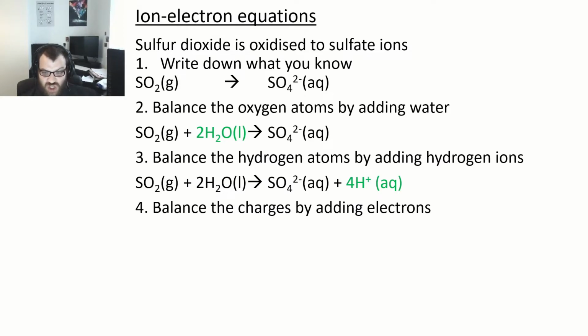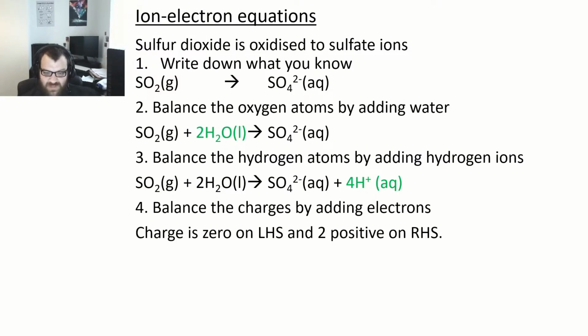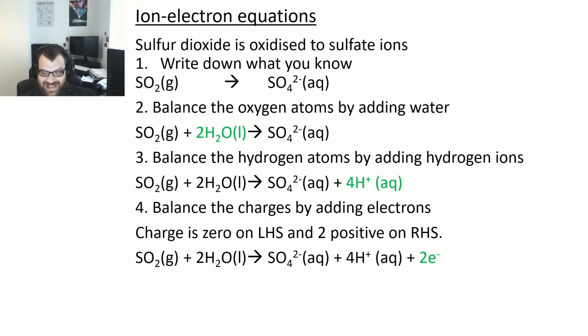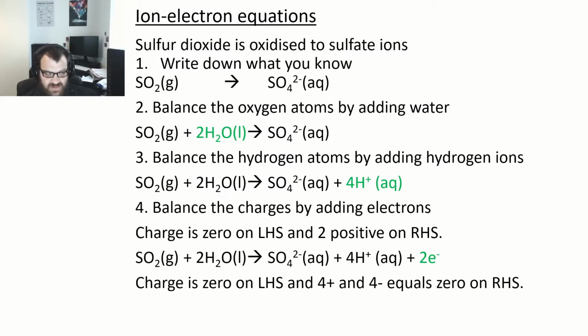We then need to look at the charges to make sure that we've got an equal charge in total on both sides. At the moment, we have 0 charge on the left-hand side, but we've got 2 positive on the right-hand side. So we have SO4 2-, and then we've got 4H+. So 4 positive, 2 negative, overall it's 2 positive. We are only at this point allowed to add electrons, and if we add 2 electrons to the right-hand side, we've now got 0 charge on both sides. So you have to try and get both charges to be the same.